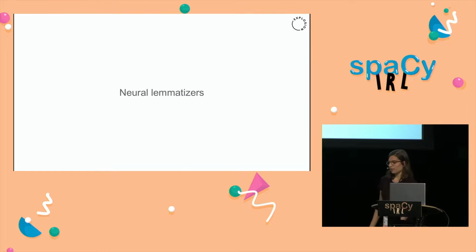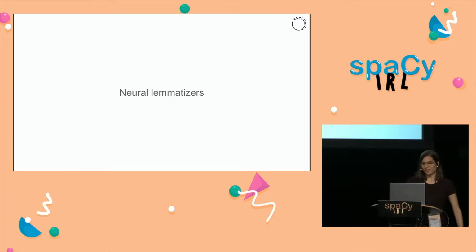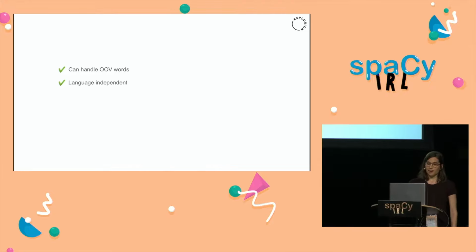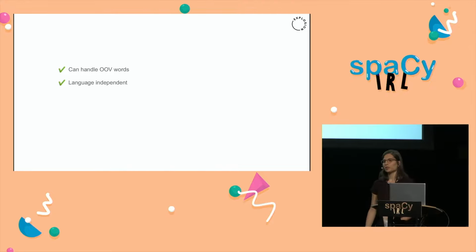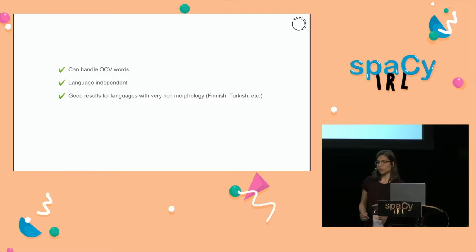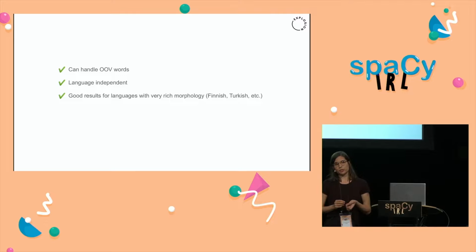So then, when I was doing this course, we tried some neural lemmatizers, and we were very happy with the results. Because these neural lemmatizers can handle out-of-vocabulary words. They are also language independent, which means that we can have the same system for a lot of different languages. And the good thing about them is that they're really good for languages such as Finnish, Turkish, or Hungarian, which have really, really rich morphology, and for which it would be really difficult to build lookup lists or rules.